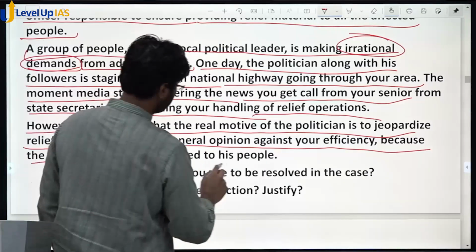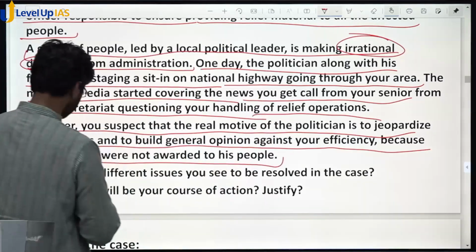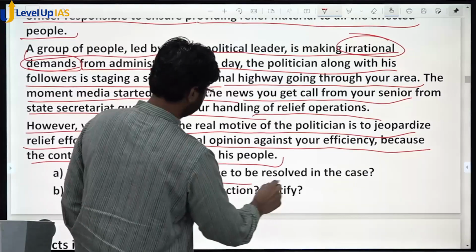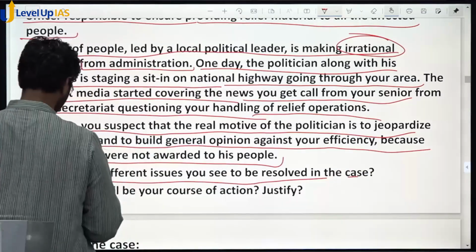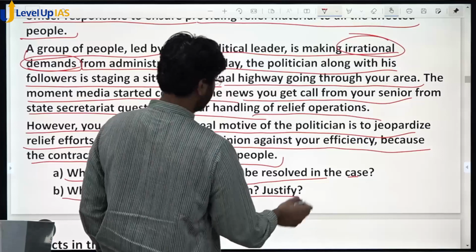because the contracts were not awarded to his people. What different issues do you see to be resolved in the case? What will be your course of action? Justify.